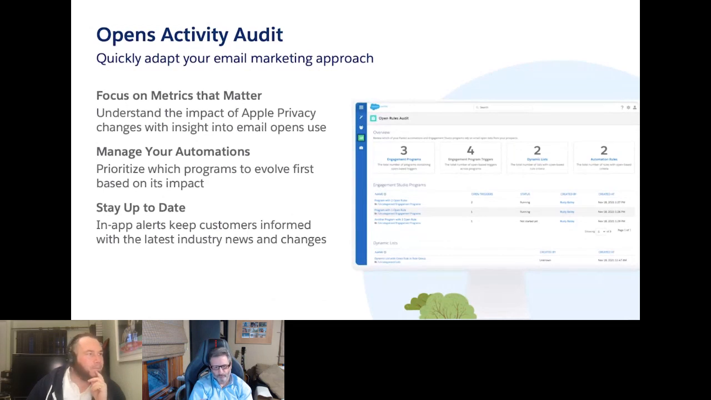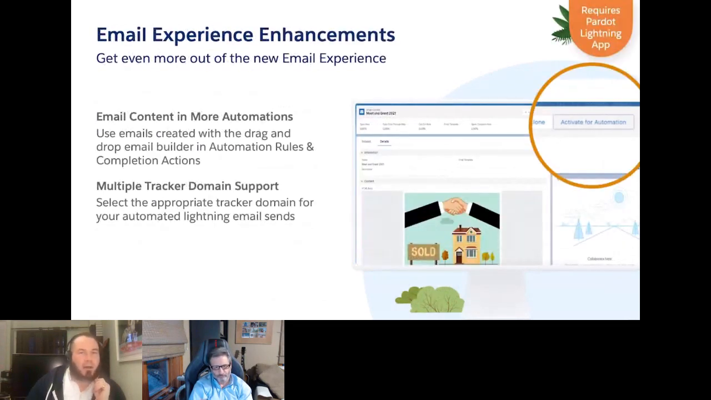All right, so I also mentioned that the Pardot email templates are being made available for drip programs as part of the winter release. Pardot email builder templates are now available to be activated using this activate for automation button for automation rules and completion actions. You can also designate a tracker URL specifically for a particular email template.